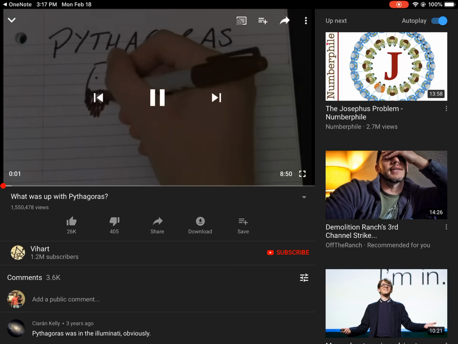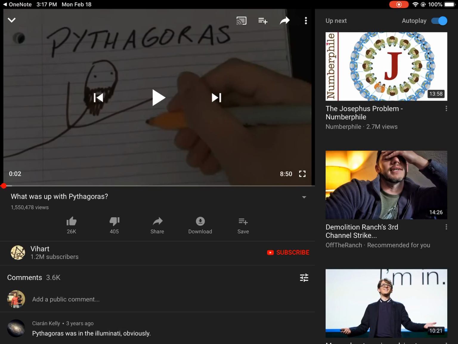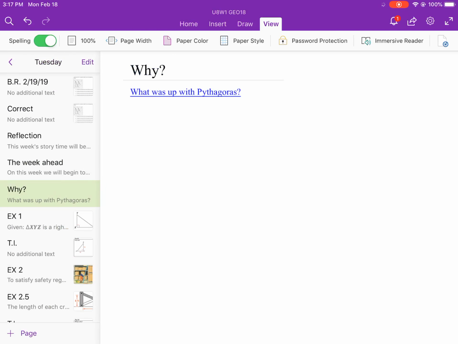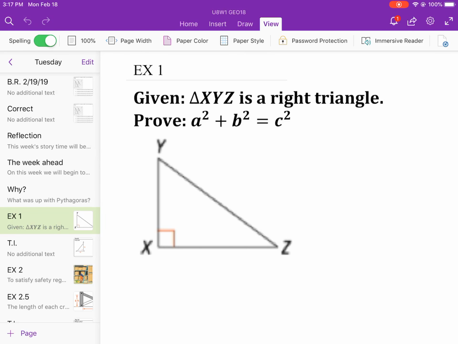Okay, so I've been learning about Pythagoras. It's pretty funny, if you're into math humor, which some of you are because you're nerds.